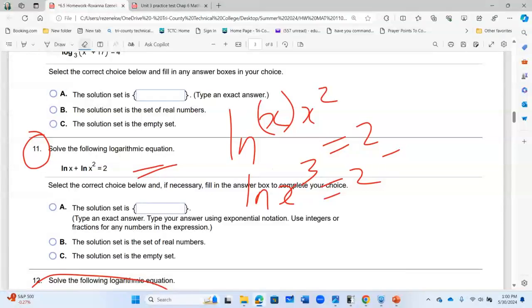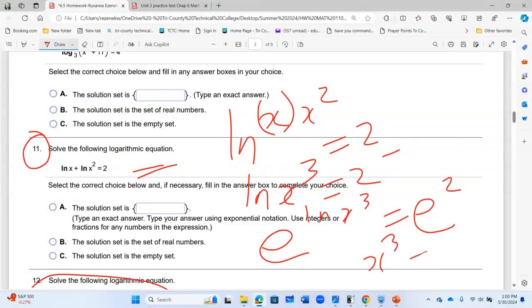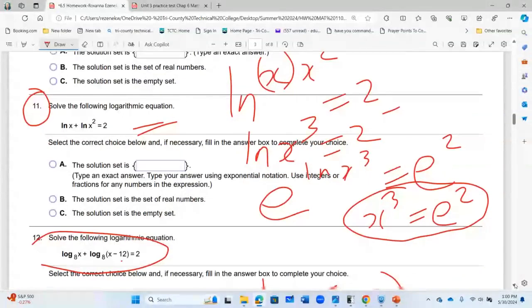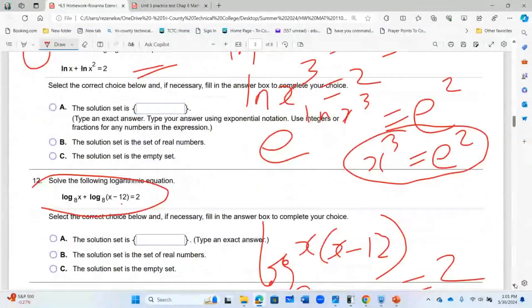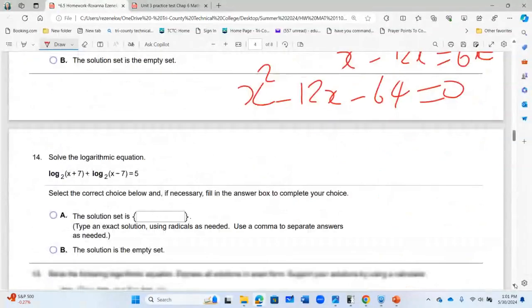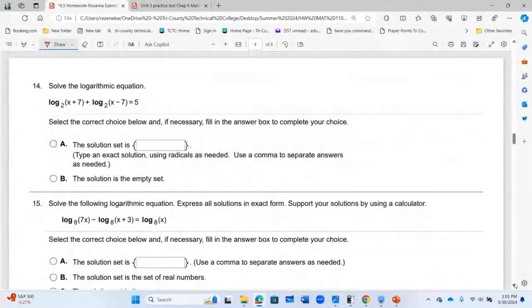So I see e to the power natural log of x to the power 3 is equal to e to the power 2. And so x to the power 3 is equal to e to the power 2. So maybe this one might actually be the best way: cube both sides and solve the equation. Okay, the same laws of logarithm, we shall apply here.